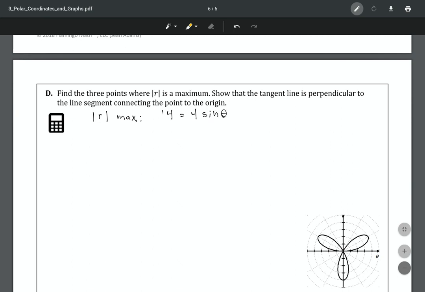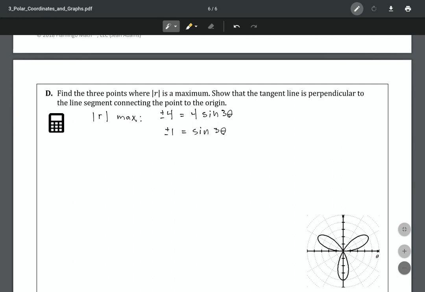Except this has to be plus or minus 4, because it could be negative. Remember, this is like the absolute value, right? So I have plus or minus 1 is equal to the sine of, and I wrote theta instead of 3 theta. My bad. Okay.